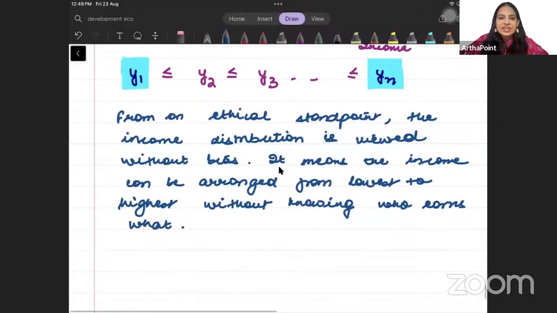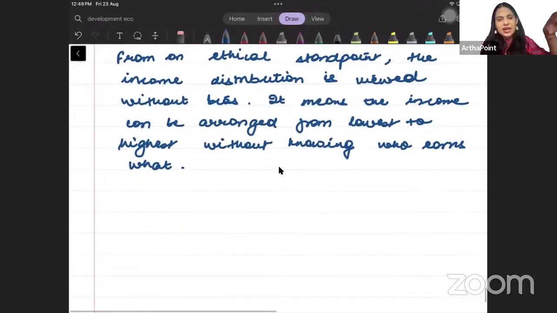Right? I don't need the names, right? I just am arranging people from lowest to highest. वो name क्या है does not matter to me. That is the first important principle of inequality. Very, very important principle. ठीक है.